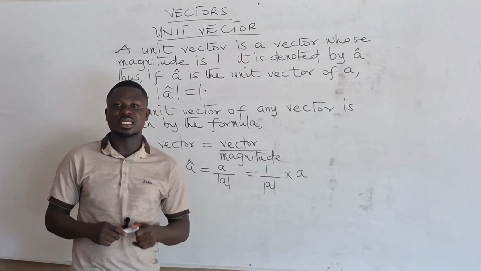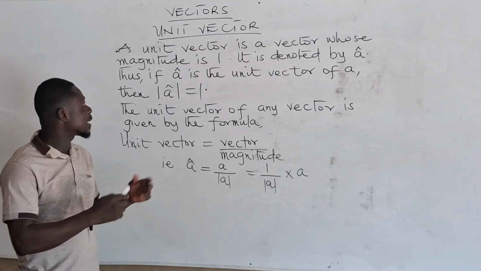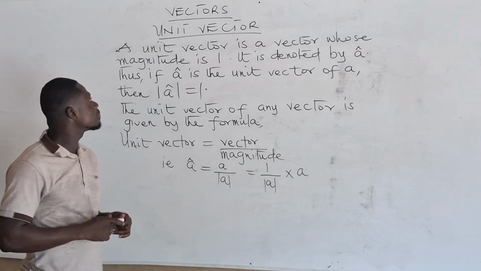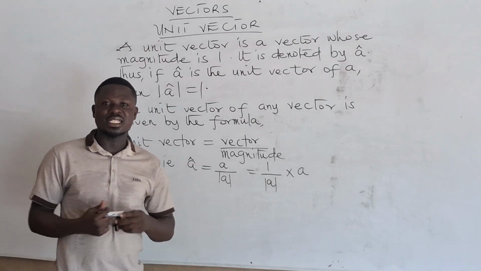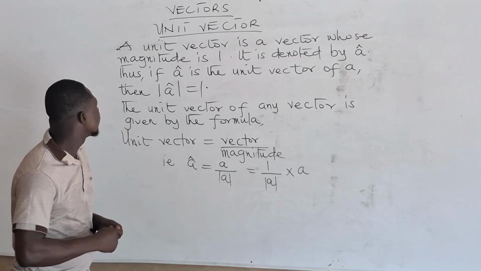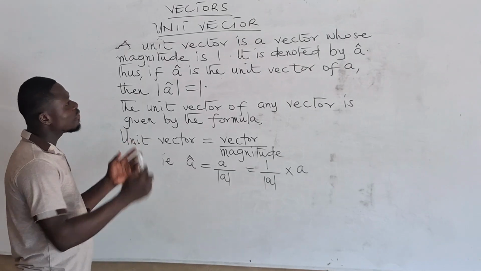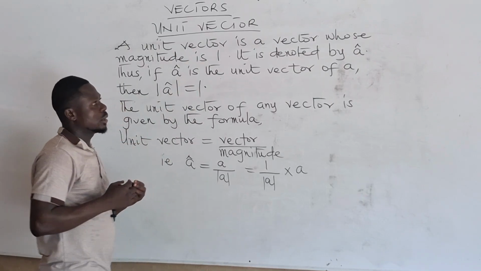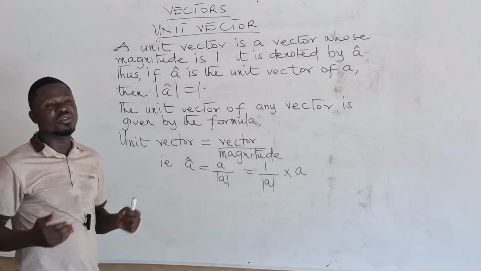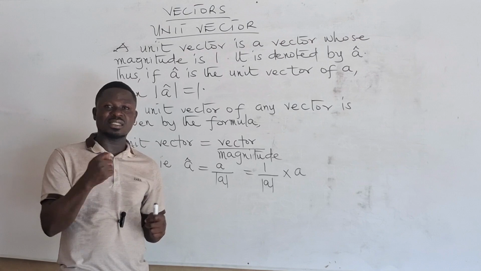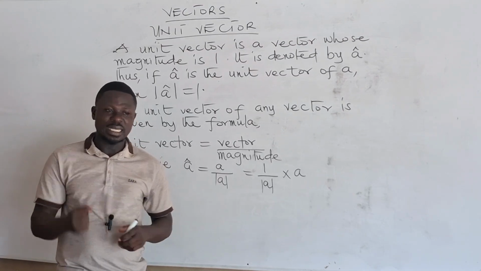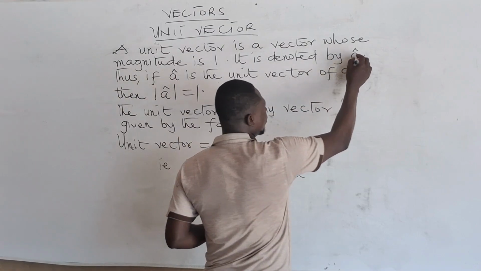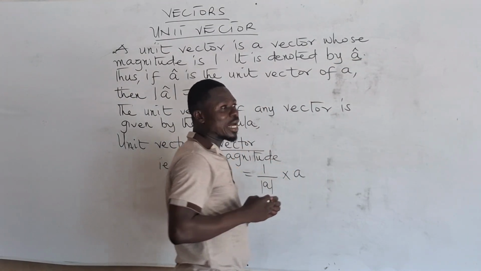In today's lesson, we're going to look at a particular topic named unit vector and the vectors. When we say a unit vector, what is it? A unit vector is a vector whose magnitude is 1. When you have a unit vector, the magnitude, the length, the distance of that vector is 1. It is denoted by this, normally called a cap.